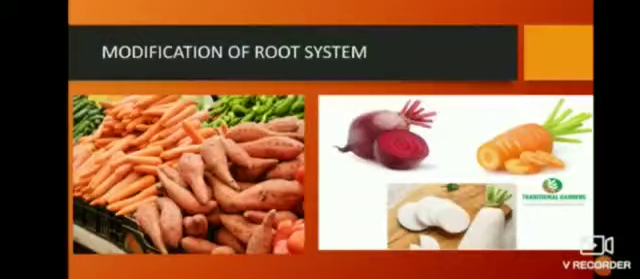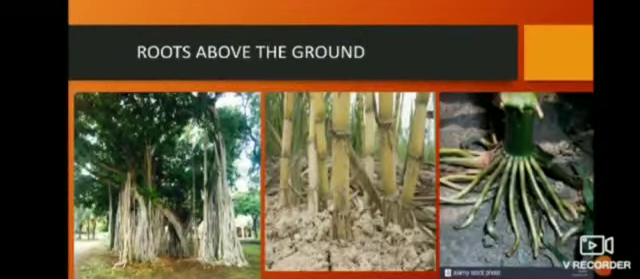Next, do you find roots always underground or aerially also? Can we see? That means above the soil also, do we see some roots? Yes, you're seeing here some plants like banyan tree, sugarcane, and the last one is maize. In this banyan tree, its roots are hanging. We can also call these roots hanging roots. And in sugarcane also the roots are present aerially. And in maize also these are present above the soil.